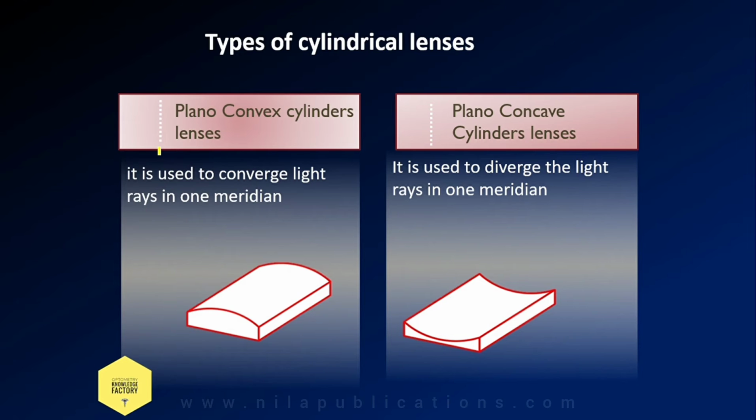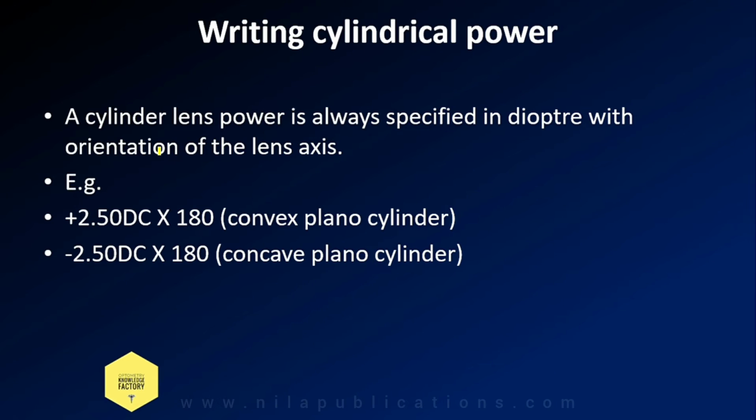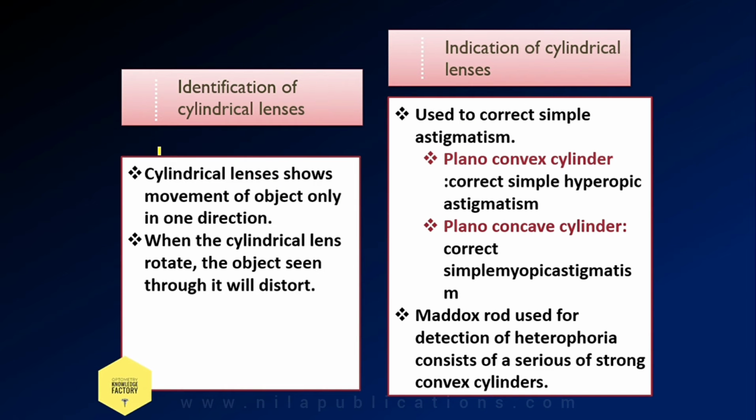Writing cylindrical power. A cylindrical lens power is always specified in diopters with the orientation of the lens axis. Example, plus 2.50 DC into 180. This is a convex plano cylinder, and minus 2.50 DC into 180. This one is a concave plano cylinder. Identification of cylindrical lenses. Cylindrical lenses show movement of the object only in one meridian, that is the power meridian, and the axis meridian shows no movement of the object. When the cylindrical lens rotates, the object seen through it will distort.